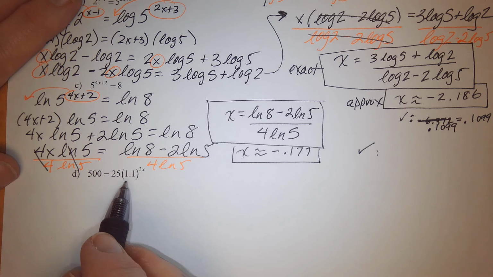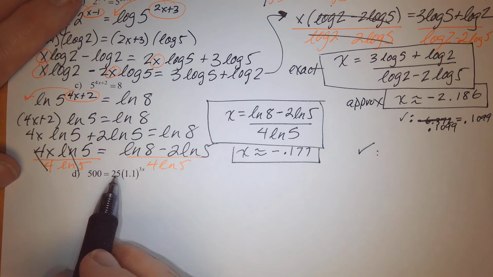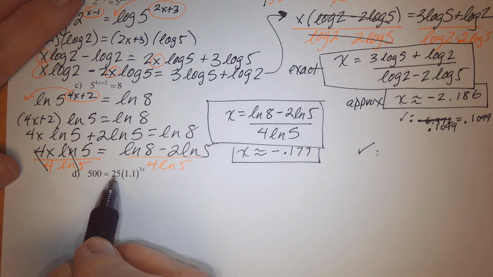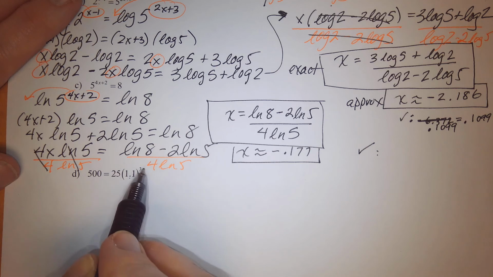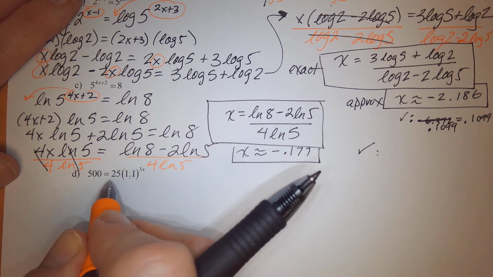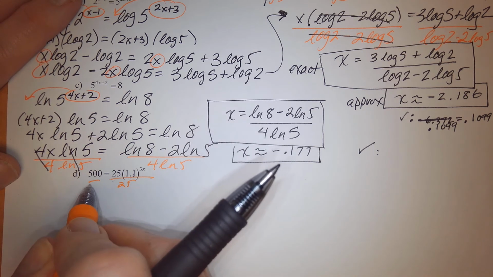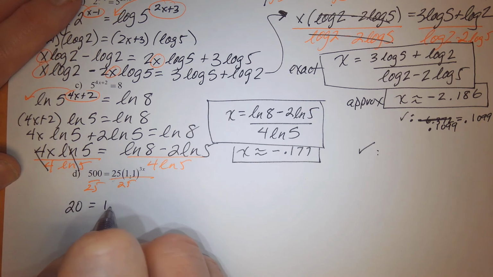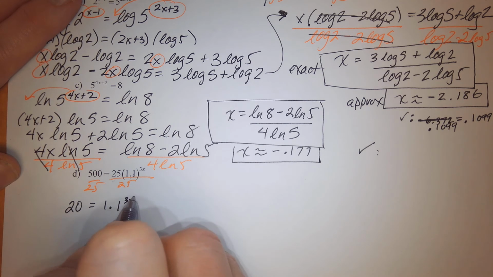First, in order to take the log of both sides, you must get rid of any coefficients that are in front of the base. You cannot multiply these numbers together because this number does not have the same exponent as this one. So you cannot multiply these together. So the only way I can get rid of the 25 is to divide it out. So that's going to give me 20 equals 1.1 to the 3x power.